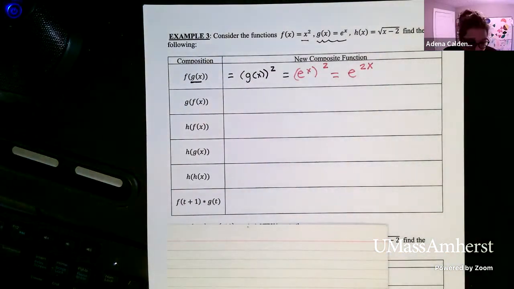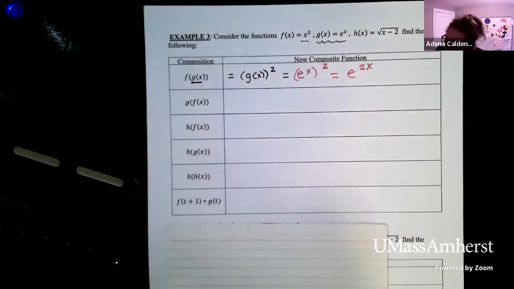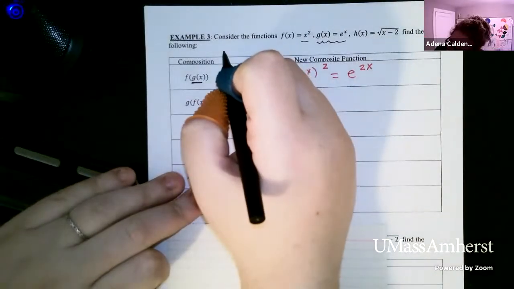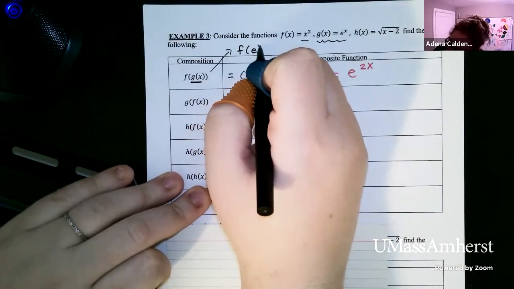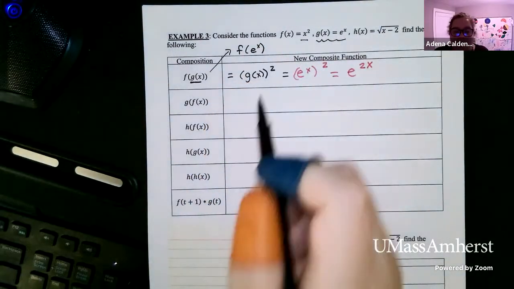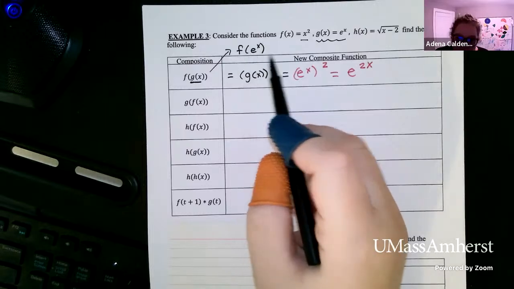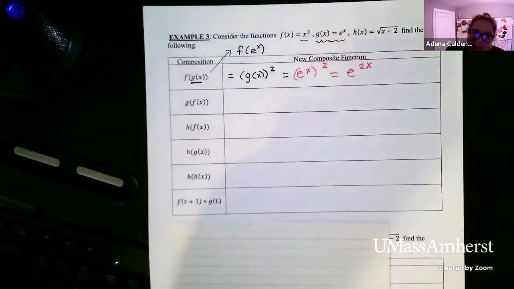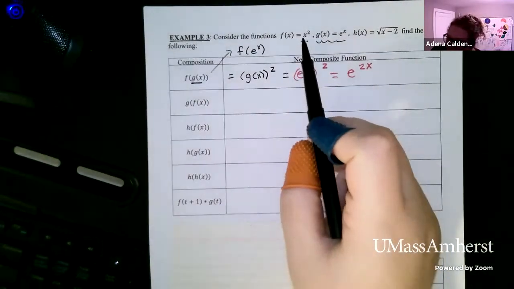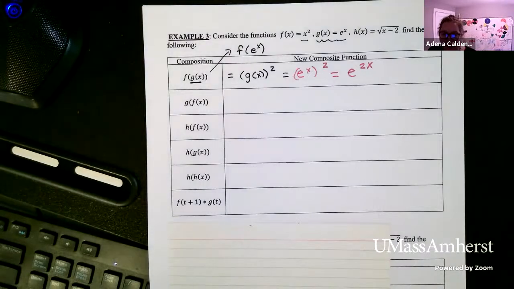Alternatively, one way you can think about it is you can think about this first function as f of e to the x. So you can write the g function right inside, and then you can see how you're plugging it in. That's the second way you can think about this, and you end up with the same thing, because then you do e to the x squared, and you end up with e to the 2x.